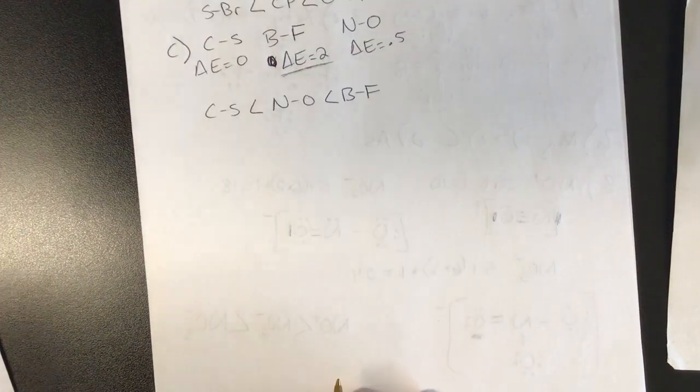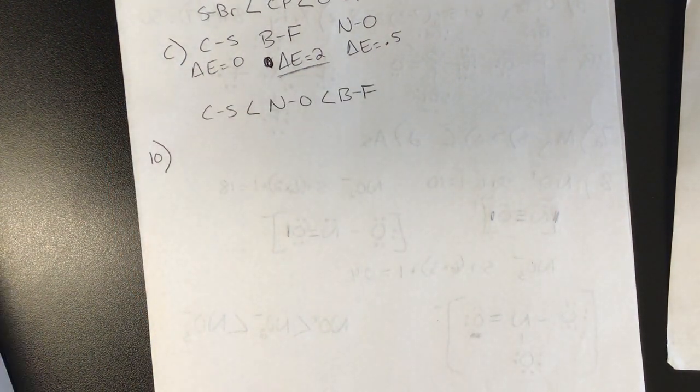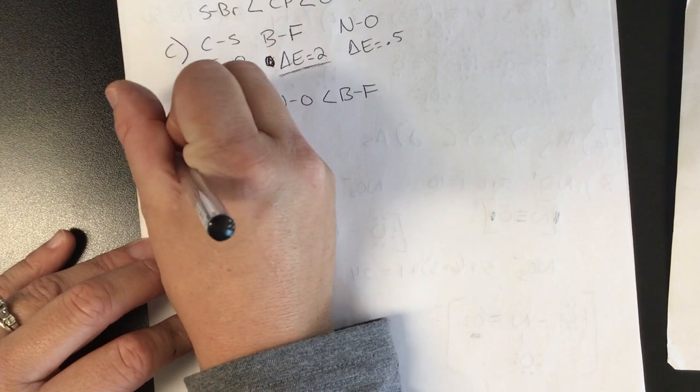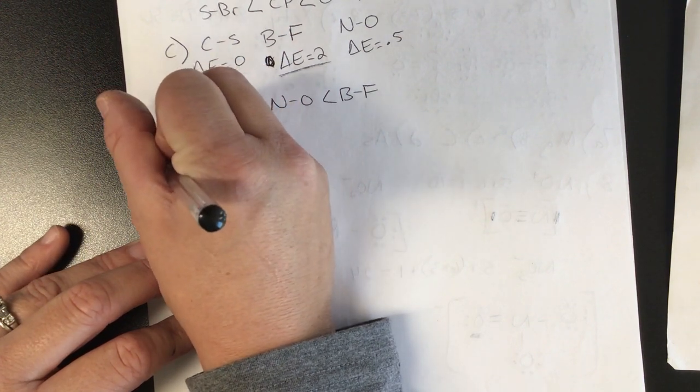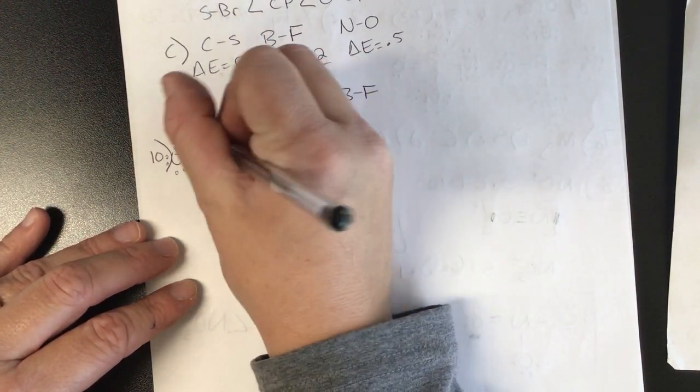Okay, let's go to number 10. It says calculate the formal charge on the indicated atom in each of the following molecules or ions. So the first one we're going to do is the central oxygen in ozone, O3. When we draw the Lewis dot structure, I'm just going to draw what it looks like. So it looks like this, okay?